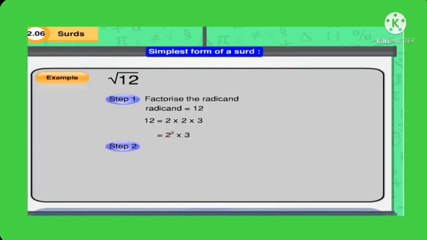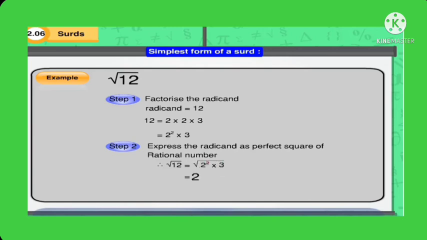Now here step 2. Now in step 2 we'll express the radicand as a perfect square of a rational number. Now here students, 2 square, that is 4, and 4 is a perfect square. So therefore root 12 is equal to root of 2 square into 3. Now 2 square will become 2 into root 3 because 2 square is 4 and root 4 is 2. So the answer is 2 root 3.